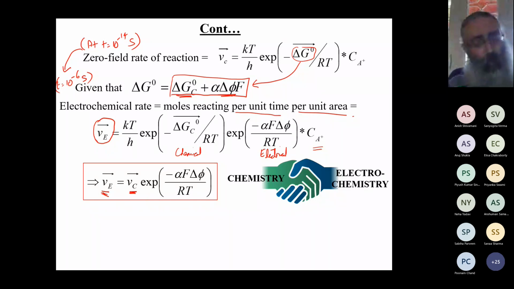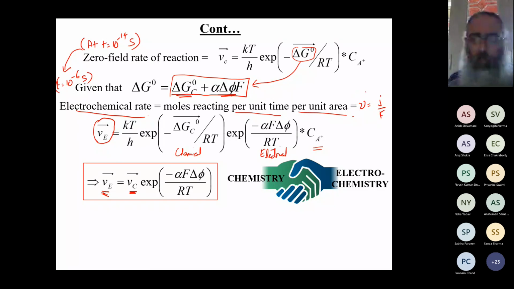So now, because these are all rates of the reaction, remember these are electrochemical rates of the reaction. What do we know about the rate of the reaction? We already saw that the rate of the reaction is nothing but J by F.